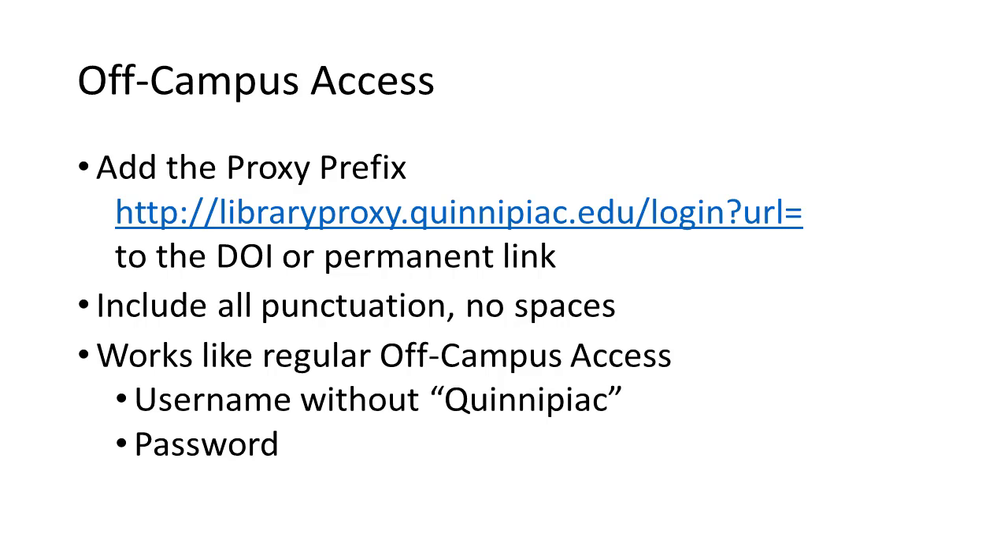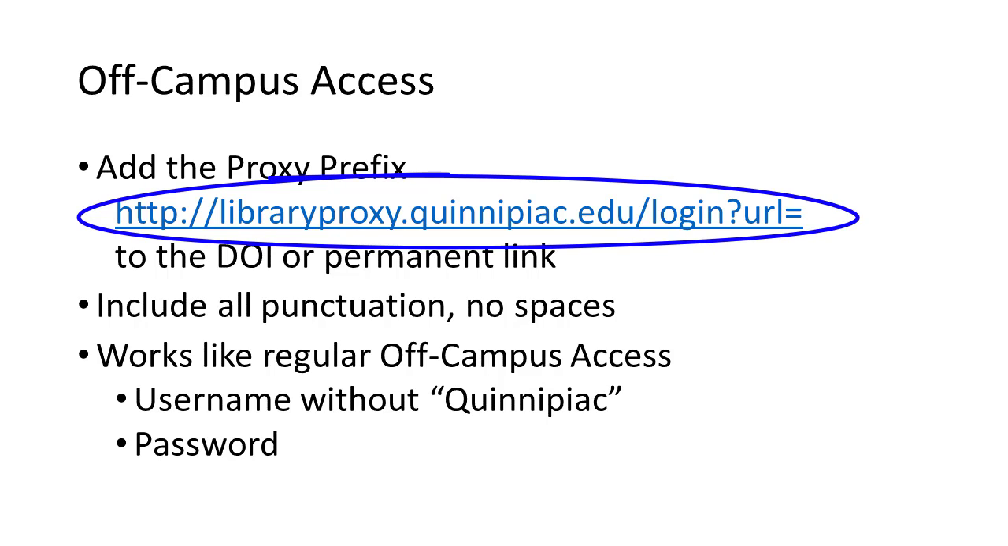A DOI or permanent link to an article that Quinnipiac subscribes to will be available on all campuses. Here's how to make it available off-campus, so you can email it to yourself or team members to read at home or in an off-campus setting. Add this entire link with all the punctuation to the full URL version of the DOI or to the permanent link. Make sure there are no spaces.